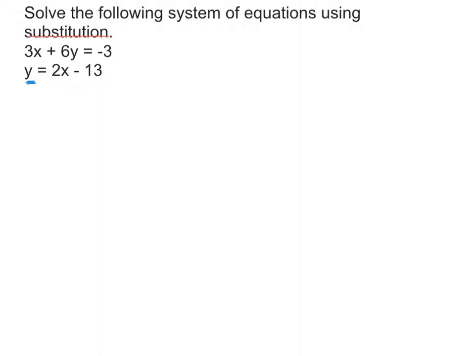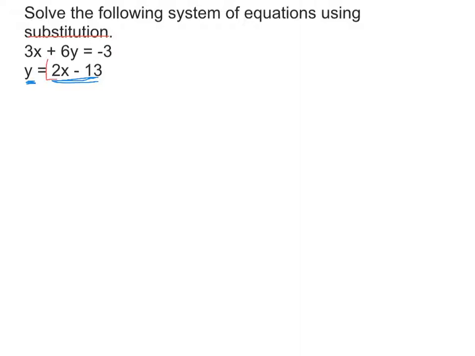y is the same thing as 2x minus 13. Remember that your equal sign means that they are equivalent. They have the exact same value. So y has the exact same value as 2x minus 13. So when I put whatever number in for x, take it times 2 and minus 13, y is going to give me that exact same value as all of that junk.